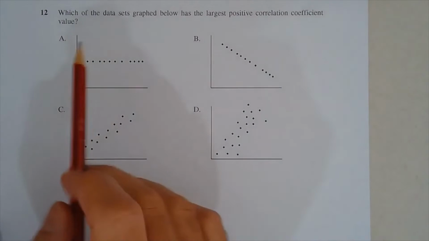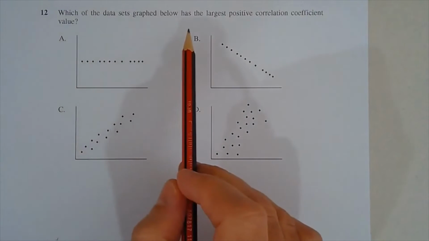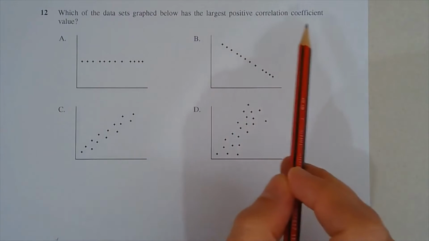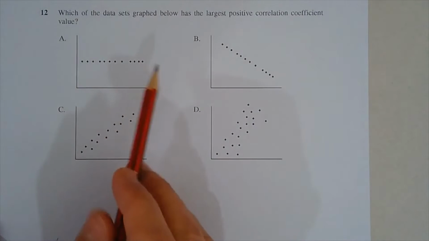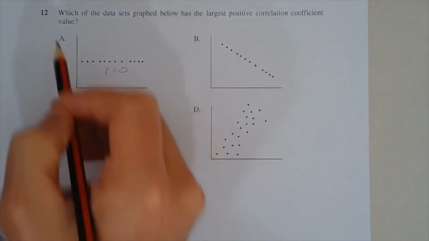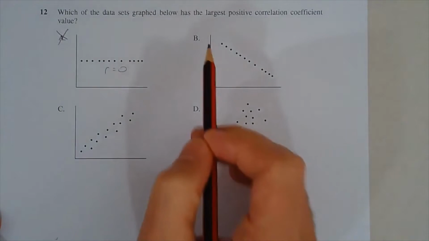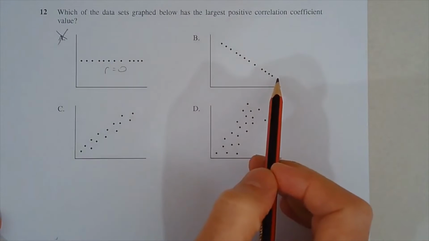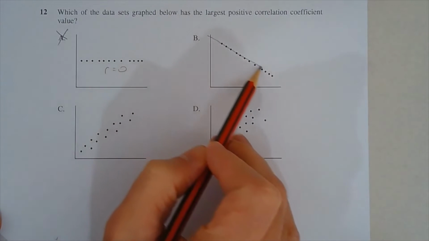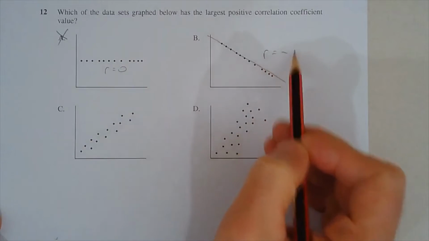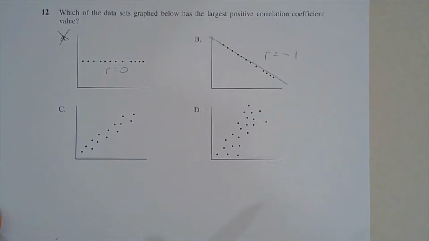Question 12. Which of the data sets graphed below has the largest positive correlation coefficient value? So it certainly can't be A, because that's a correlation coefficient of 0, so that's gone. It can't be B, because that's a negative correlation coefficient. In fact, that's a correlation coefficient of 1, because the dots sit perfectly on the line. So R is in fact equal to -1, not 1.